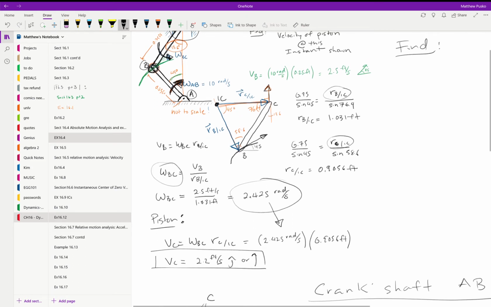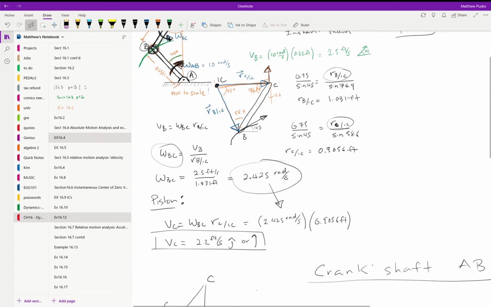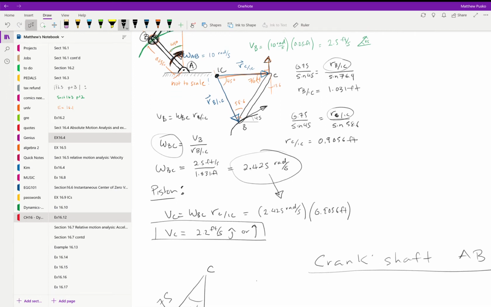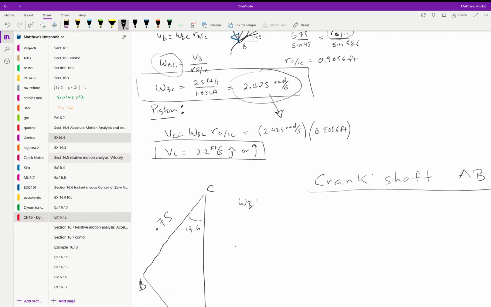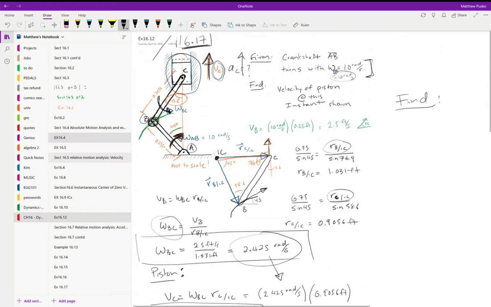We used geometry to find instantaneous centers, which allowed us to find omega BC. So I'm going to go ahead and write down, we're going to need this. Omega BC was 2.425 radians per second, and omega AB was given to us as 10 radians per second.